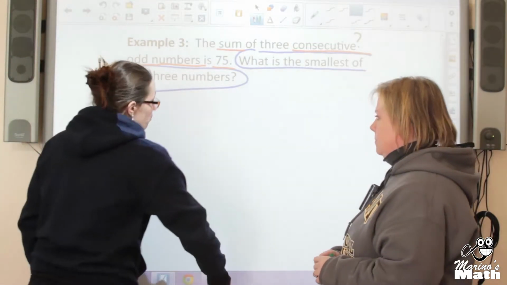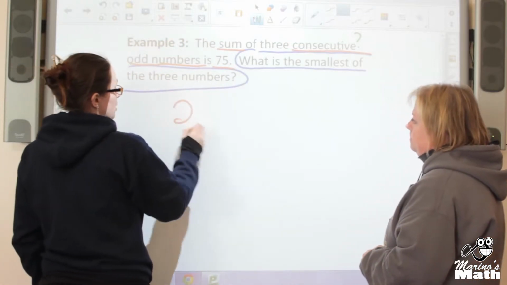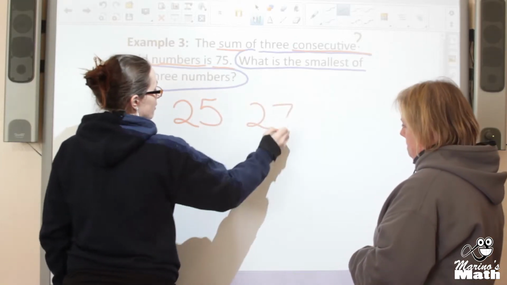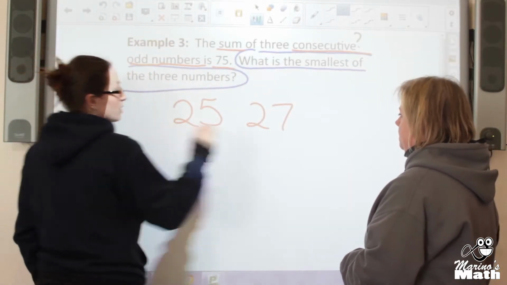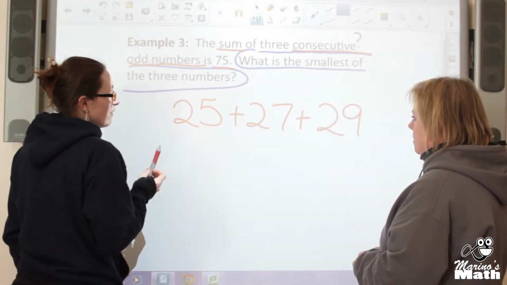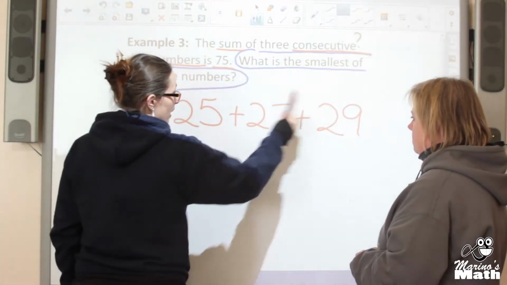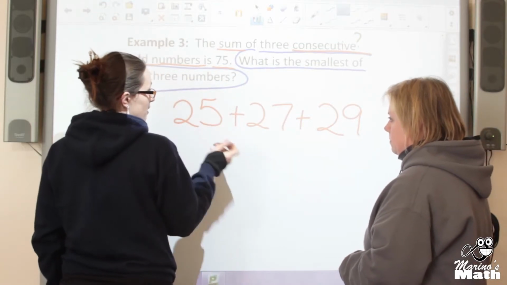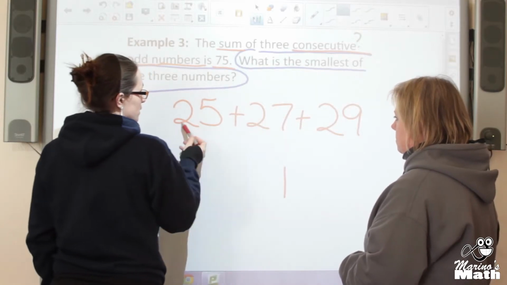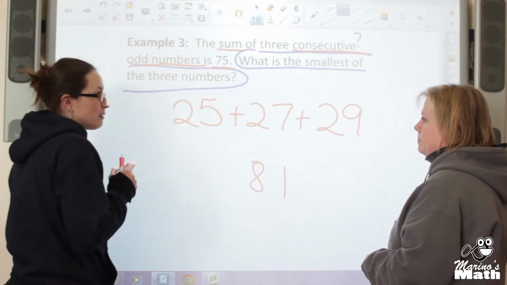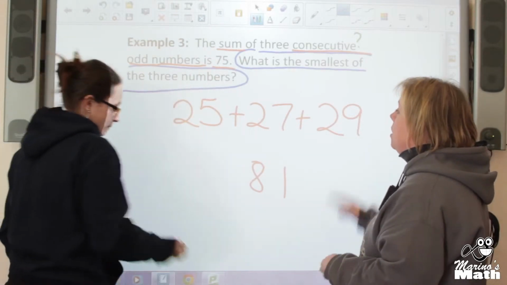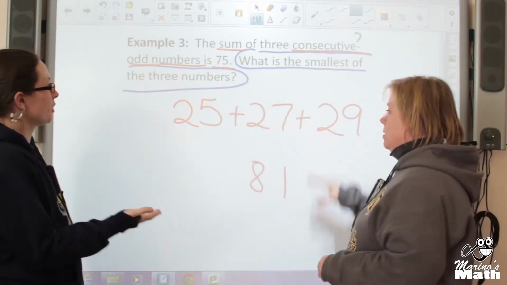Okay. So again, we're looking for numbers that are consecutive. So if I'm starting with 25, the next one would be 27, because I have to skip 26 because it's even. And then my last one is 29. And if I add these together, 9 and 7 is 16, and 5 is 21. Carry the 2, 2, 4, 6, 8. So we got a little bit high. But we know that we're in the right ballpark, because we're not really that far away.